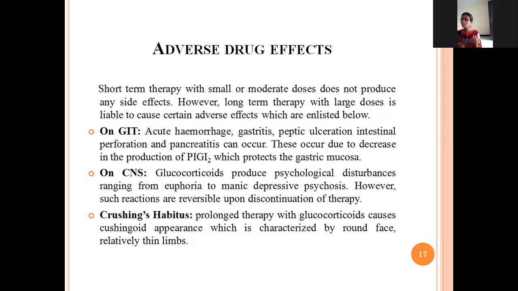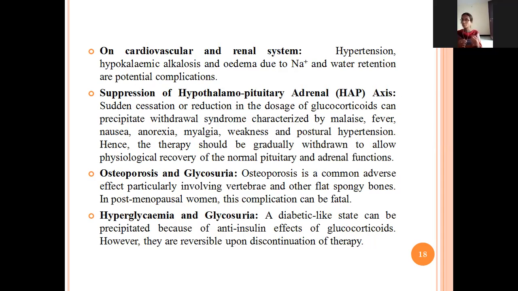Next, on the central nervous system, it will produce psychological disturbances ranging up to manic depressive psychosis. However, such reactions resolve upon discontinuation of therapy. Next, Cushingoid habitus. Prolonged therapy with glucocorticoids will cause several effects like a round face with relatively thin lips. Next, on the cardiovascular and renal systems. Cardiovascular means heart, and renal system means that which is related to the kidneys.